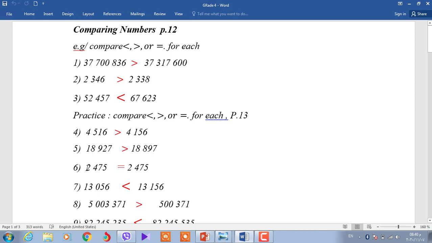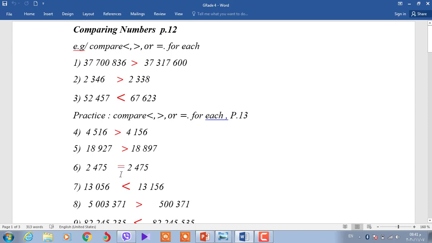In practice 6 we have 2 in 1,000, 2 in 1,000, 4 in 100, 4 in 100, 7 in tens and 7 in tens, 5 in ones, also 5 in ones. So we have equal numbers, dear student. So 2,479 is equal to 2,479.